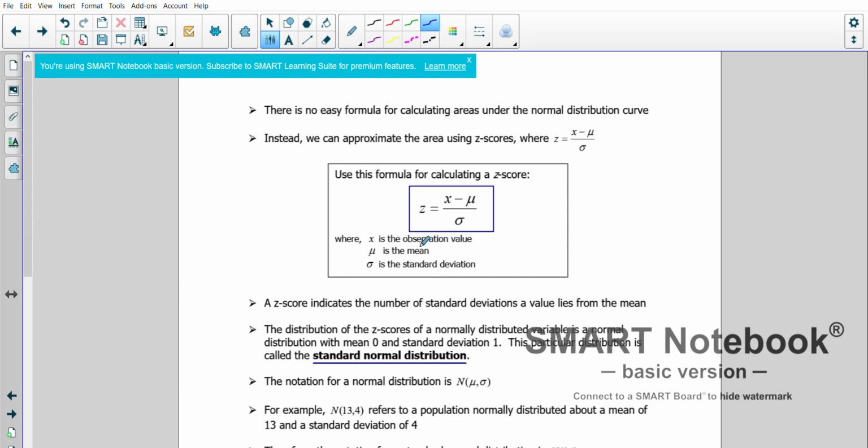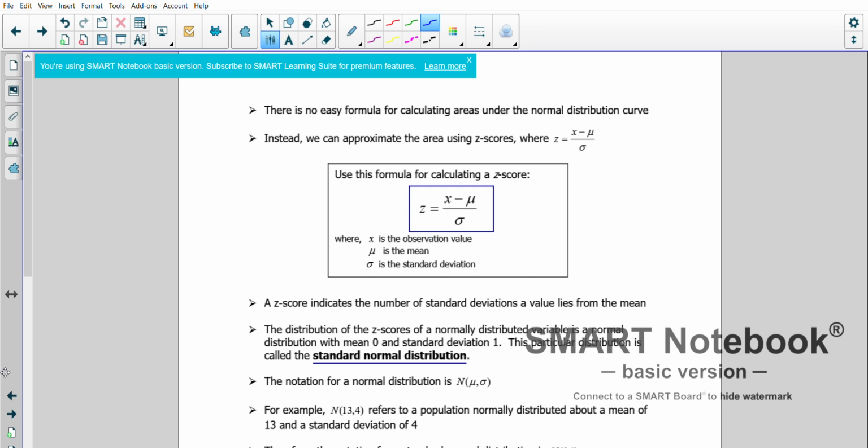So how are we going to do that? Well, there's no easy formula for calculating the area under the curve, so what we need to do is find out how many standard deviations these values are away. And we have a little formula for that. And we use what we call a z-score. The z-score is the number of standard deviations a data point is away.